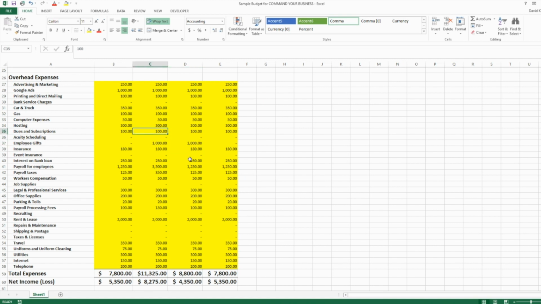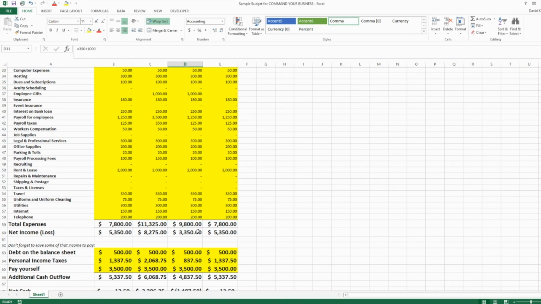My dues and subscriptions, those are going to be the same. I do have an auto insurance payment of $1,000 that's due in December, so I'm going to add that. So just when you spread out your budget, after you figure out the main expenses that you're going to use every month, kind of go through here and either delete or add any one-off things.